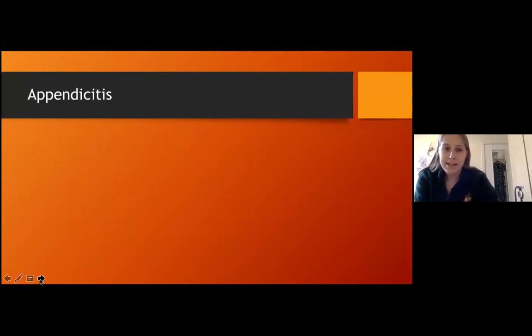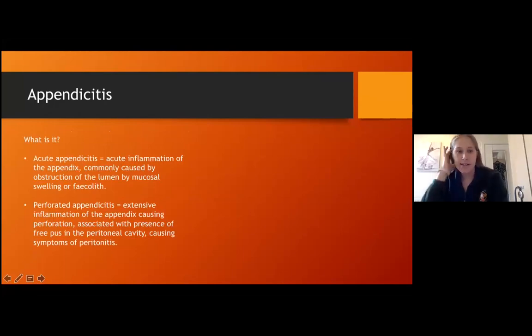So appendicitis, first of all. Acute appendicitis is acute inflammation of the appendix. It's commonly caused by obstruction of the lumen of the bowel by a mucosal swelling or a fecolith. This can also progress to perforated appendicitis. This is where the inflammation becomes more extensive and causes perforation of the bowel, and this is where you'd have more systemic symptoms.